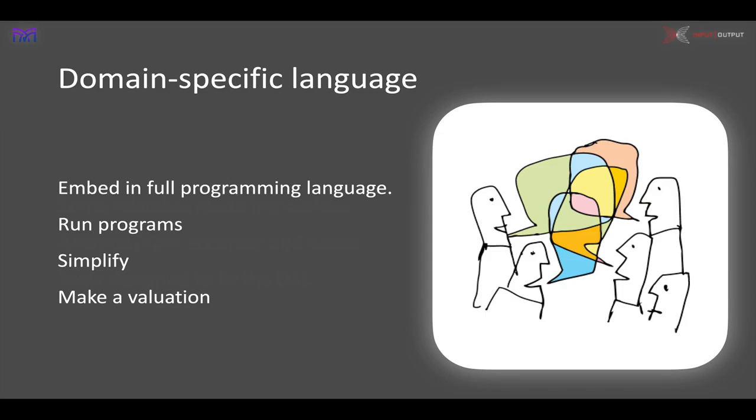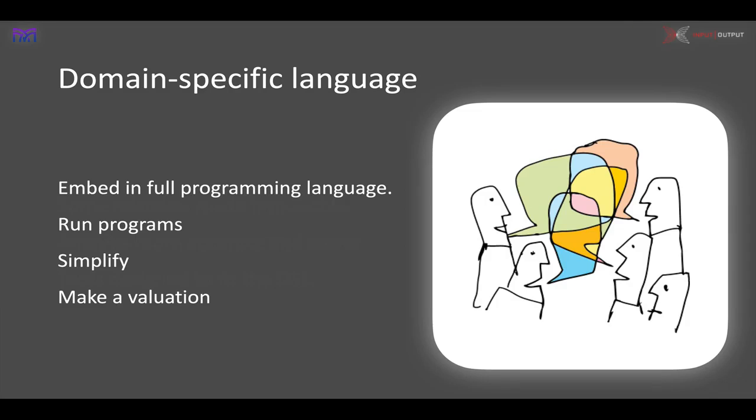But also, we can get the best of both worlds sometimes by embedding it in a full programming language. This is what we do with Marlowe: we embed it in Haskell so that we can selectively use features of the host programming language. And because it's a language, we can run programs, but we can also do other things with them. We can simplify. We can say, can we simplify this contract to this other contract? Do these two contracts have the same behavior? We can ask, for example.